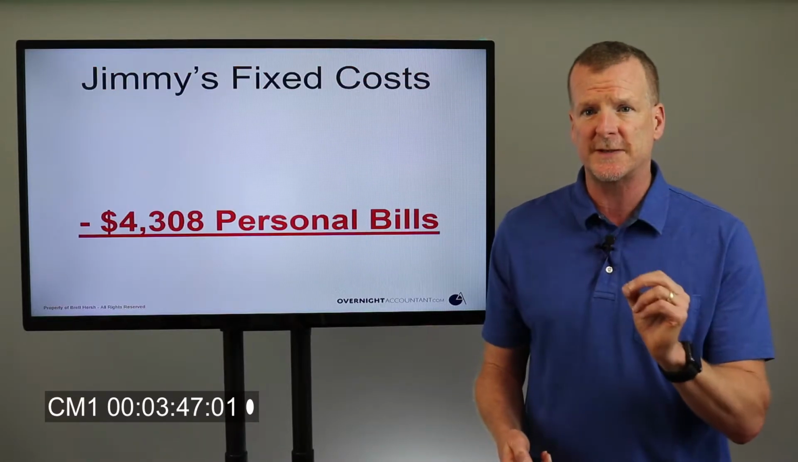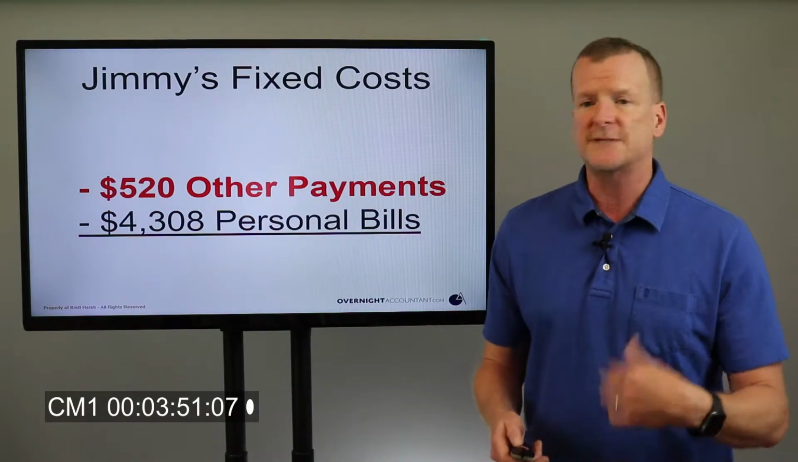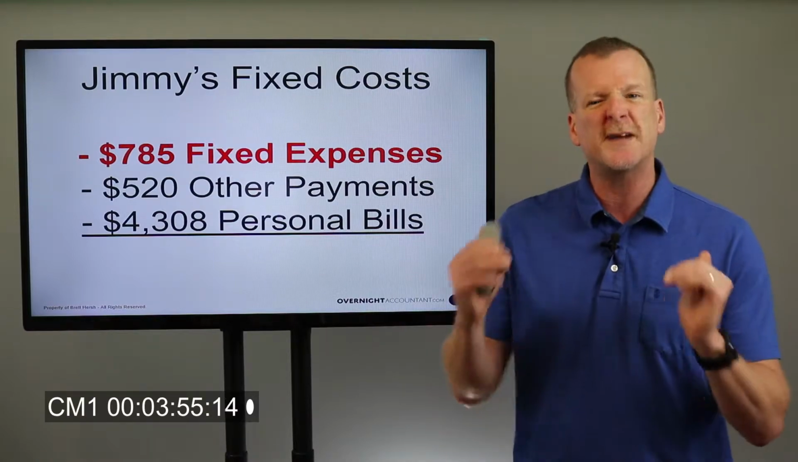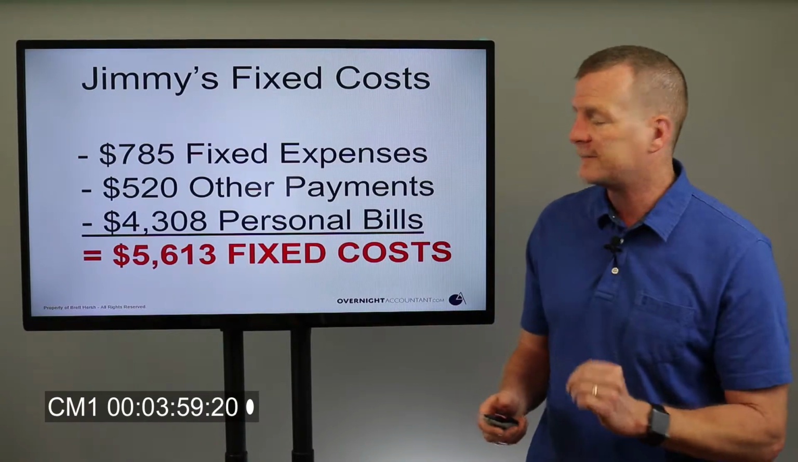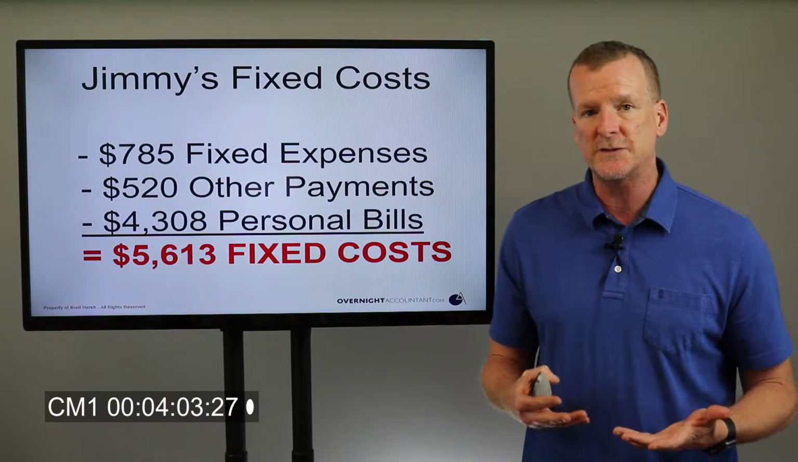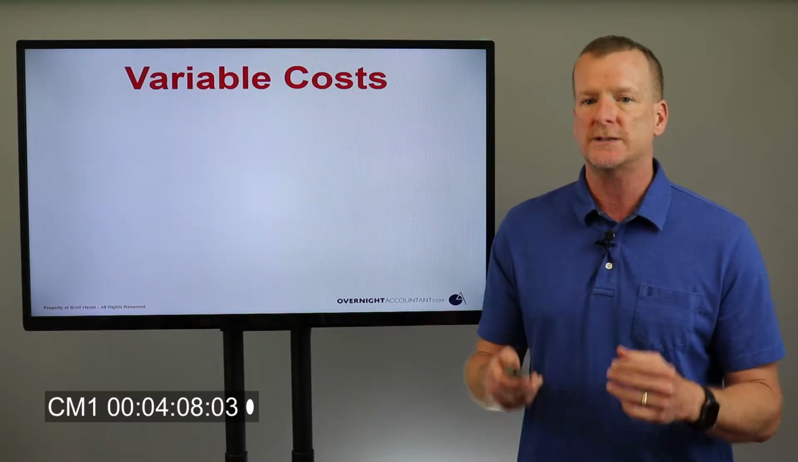So if you remember, Jimmy's fixed cost is he has $4,308 in personal bills. He has $520 in other payments, and he has $785 in fixed expenses for his business. So those all totaled equal $5,613 in fixed costs that we're going to be using for our break-even analyses, I should say, for Jimmy.